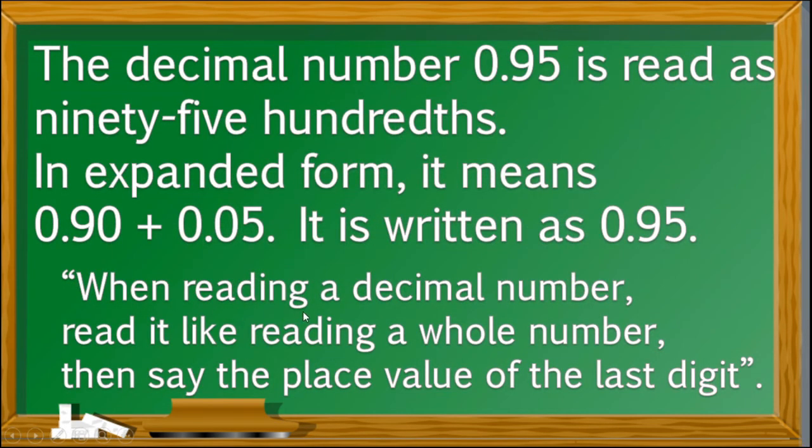When reading a decimal number, read it like reading a whole number. Then say the place value of the last digit. Okay, so yung 95 hundredths, basahin na whole number. I mean, may whole number na nakikita nyo. 95. Tapos, yung huling sasabihin nyo ay yung place value ng last digit. Diba? Tens, decimal point. Tenths, hundredths. So, 95 hundredths. Kaya ito, basa dyan ay 95 hundredths.